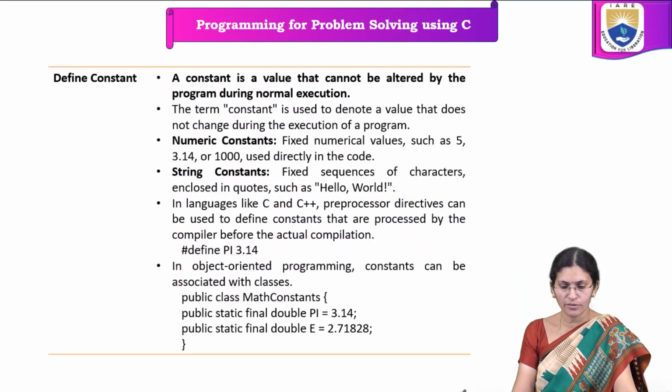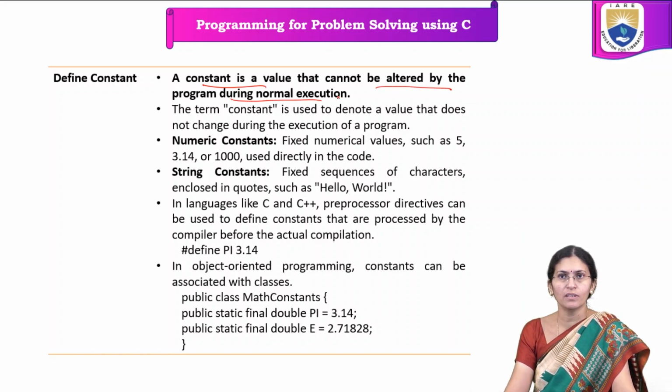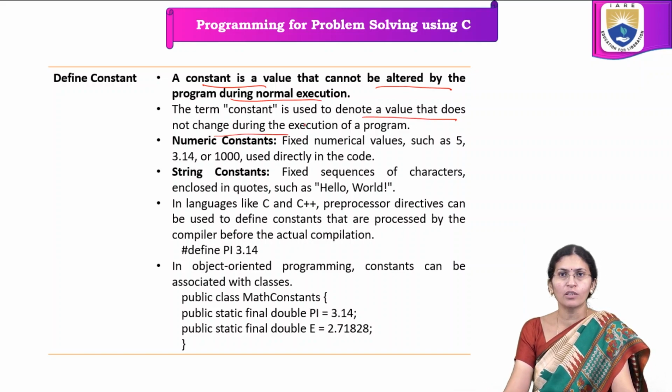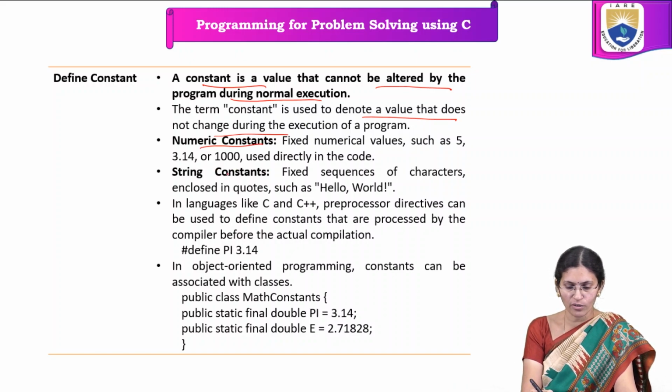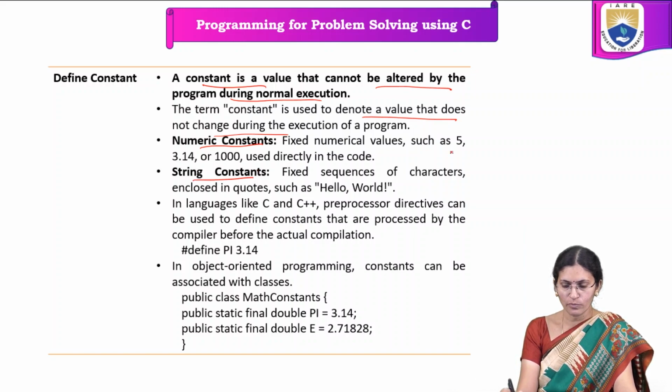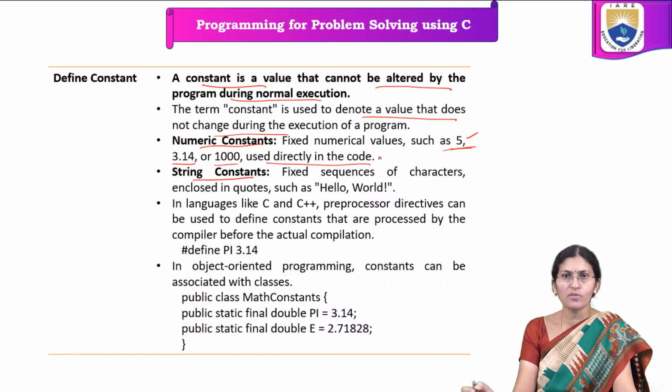Next one is constant. A constant is a value which cannot be altered by the program during normal execution. The term constant means it is a value which will not change during the execution of the program. We have different constants, like numeric constants and string constants, in different programming languages. Numeric constants can be, for example, 5, which is an integer constant, and this is a float constant. These are used directly in the code. Then we have string constants.